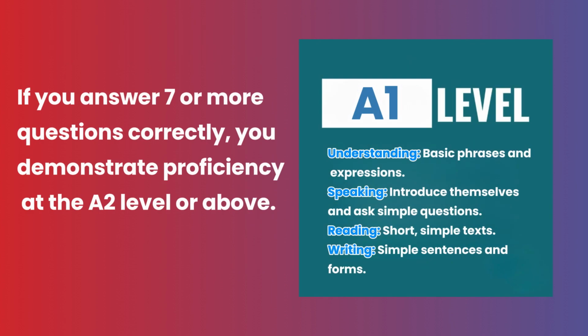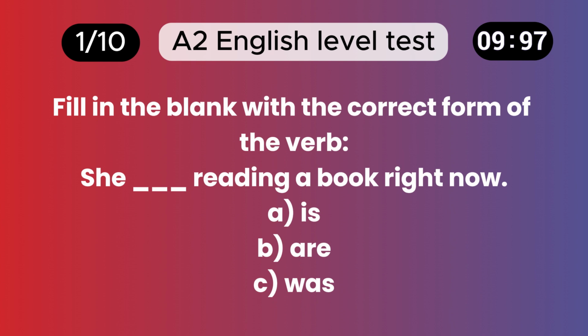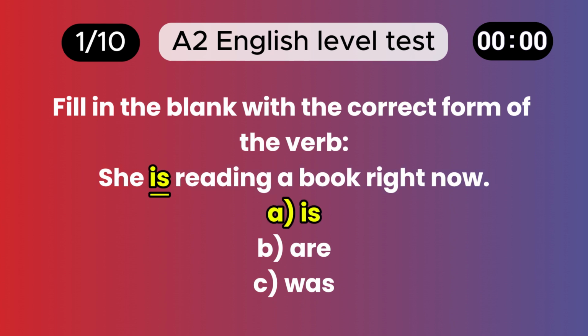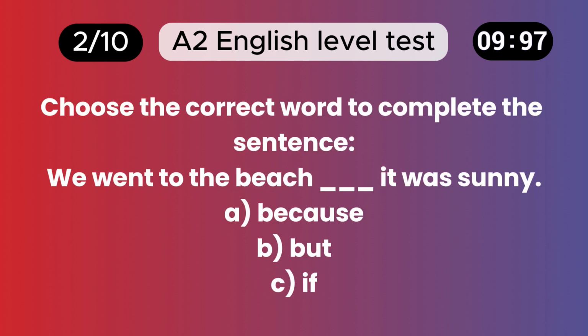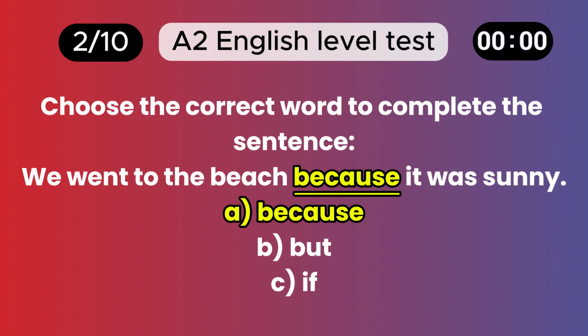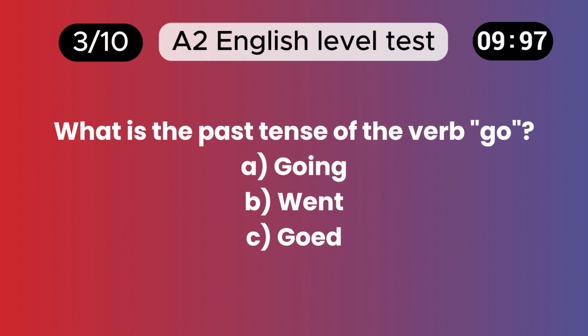If you answer 7 or more questions correctly, you demonstrate proficiency at the A1 level or above. Fill in the blank with the correct form of the verb. Choose the correct word to complete the sentence. What is the past tense of the verb go?